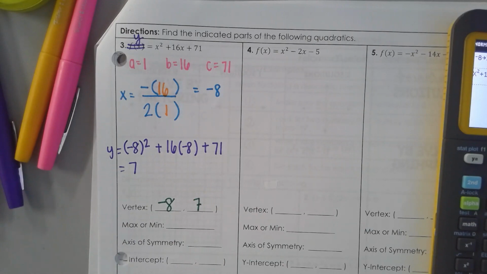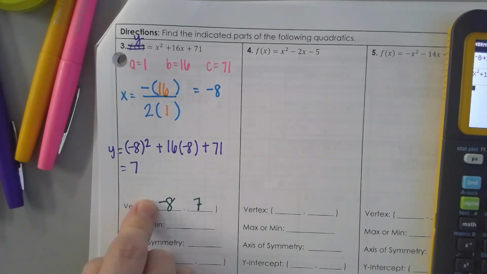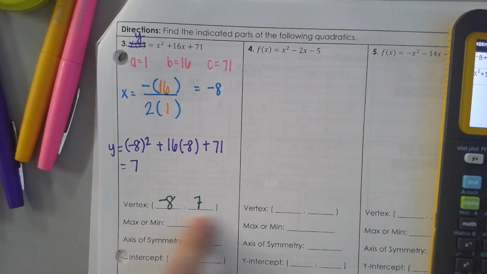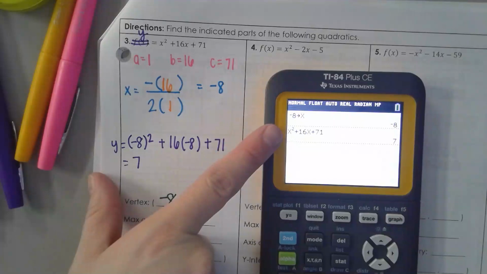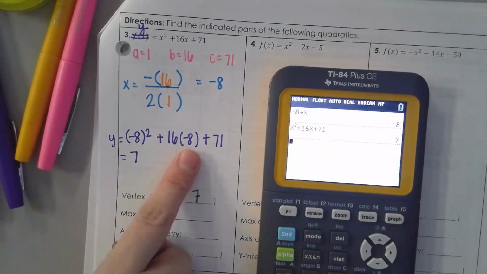I thought you don't have to enter the 8 if you put a store in. You thought what? You don't have to enter the 8 if you have a store. Well, it's still part of my vertex, but when I type it in the calculator, I can do it like this. I don't have to actually write it. I just wrote it to show you what was happening.